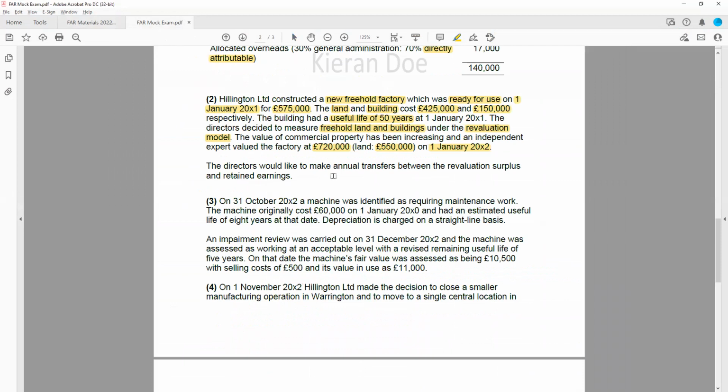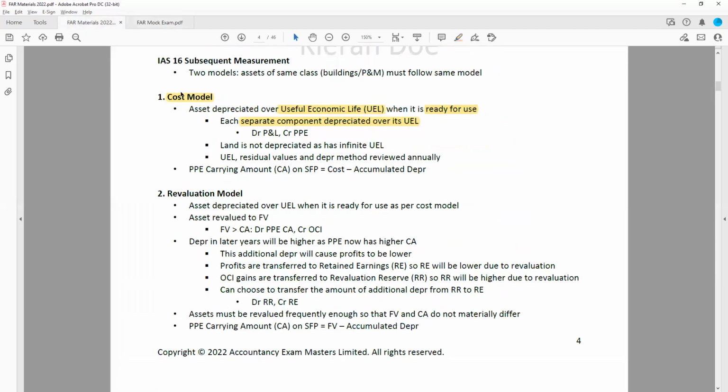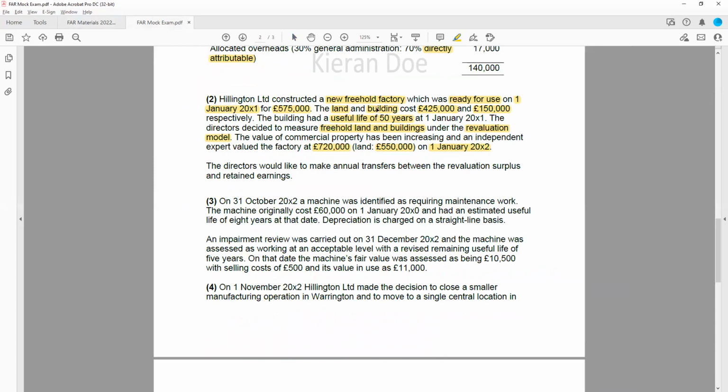So we'd start the current year with the asset at its original cost minus that 1 year of depreciation on the building. Now we're told they measure freehold land and buildings under the revaluation model, and that's fine. That's an accounting policy choice. You can choose which model to follow, but all assets of the same class must follow the same model. So therefore, they must measure all freehold land and buildings under the revaluation model. Now, we're not told here that they're not doing that. Perhaps we could mention that as a point, but that doesn't seem to be the main part of the question here.